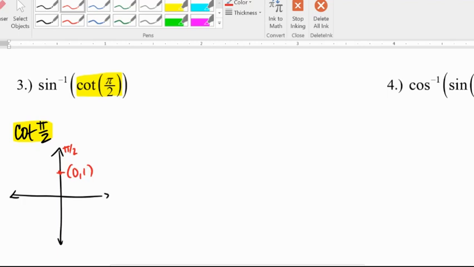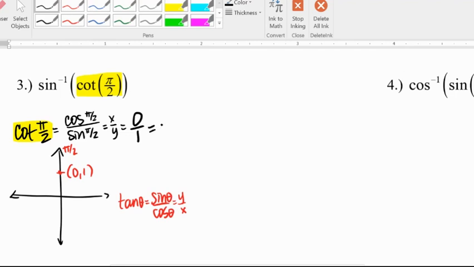Now, cotangent is the reciprocal of tangent. Okay, so we know that tangent is sine over cosine. So that means that cotangent is going to be cosine over sine: cosine of pi over 2 over sine of pi over 2. Tangent is normally y over x, right? So that means cotangent is x over y. So I'm going to want the x value over the y value, which gives me 0. So now I'm going to go back and replace that into the original problem.